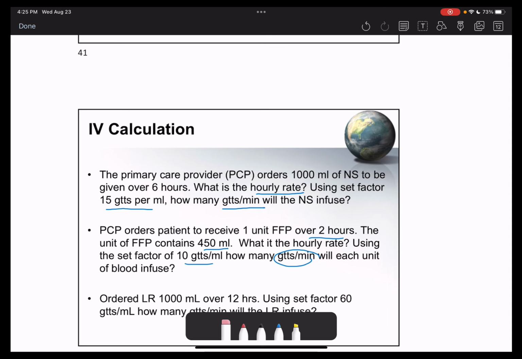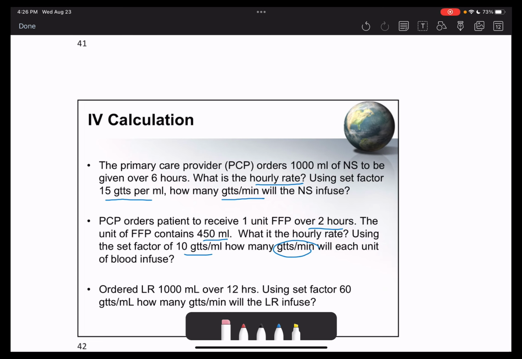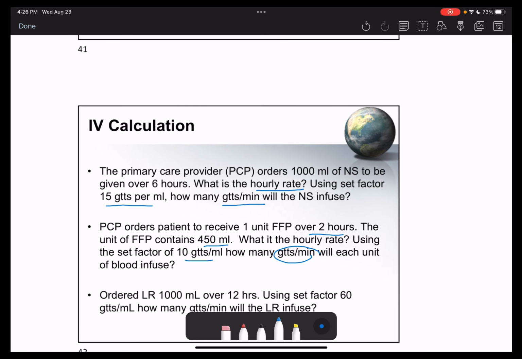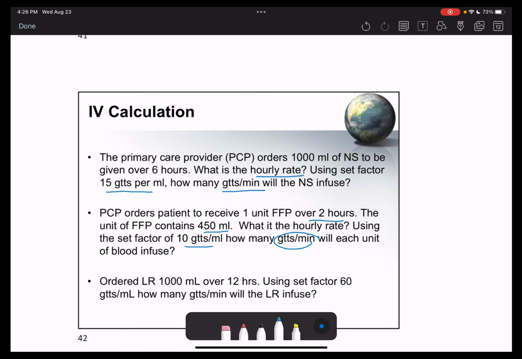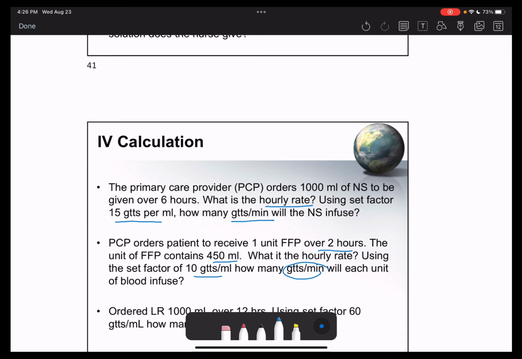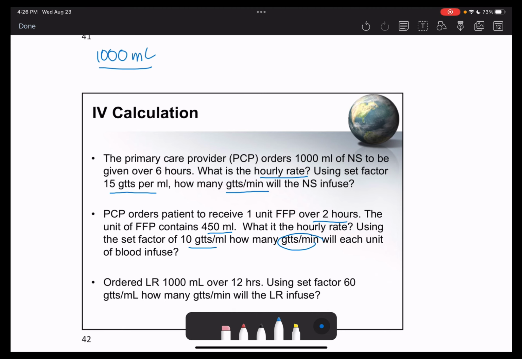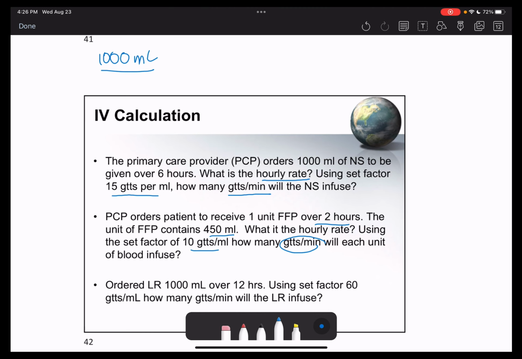All right, so let's go back. Okay, so for this one, there's only one question. It's not asking you the hourly rate. It just needs the drops per minute. So let's go ahead and calculate for that. 1,000 ml of LR, right? And it says that it's going to be given over 12 hours. Then you use the drop factor, which is 60 drops per ml.